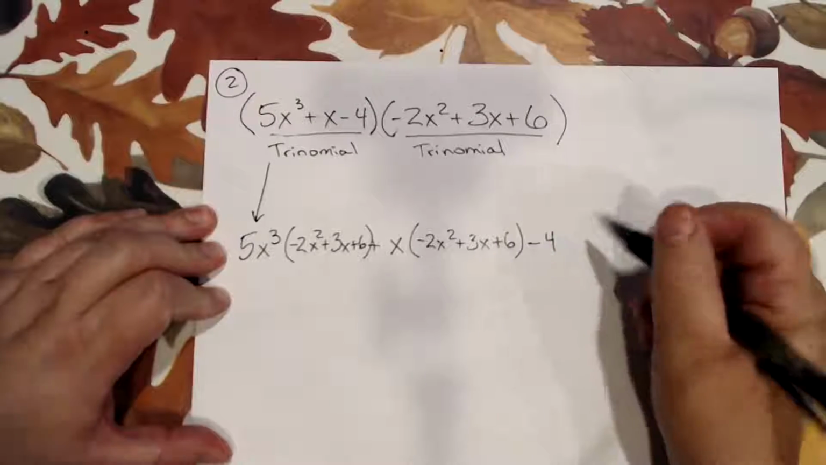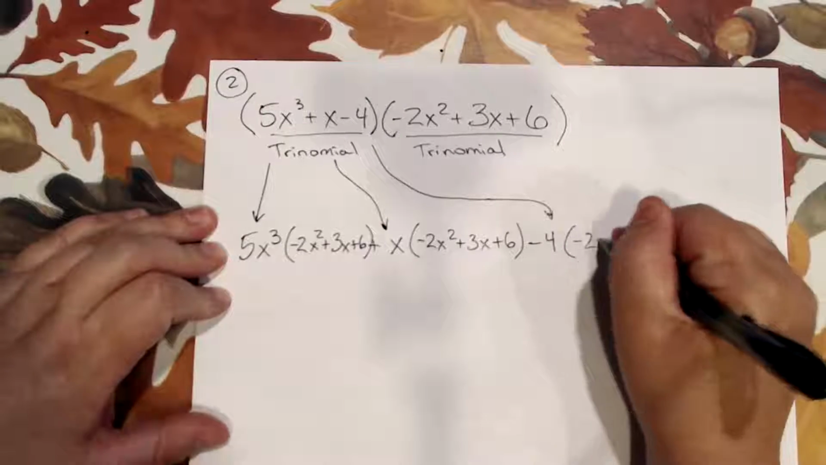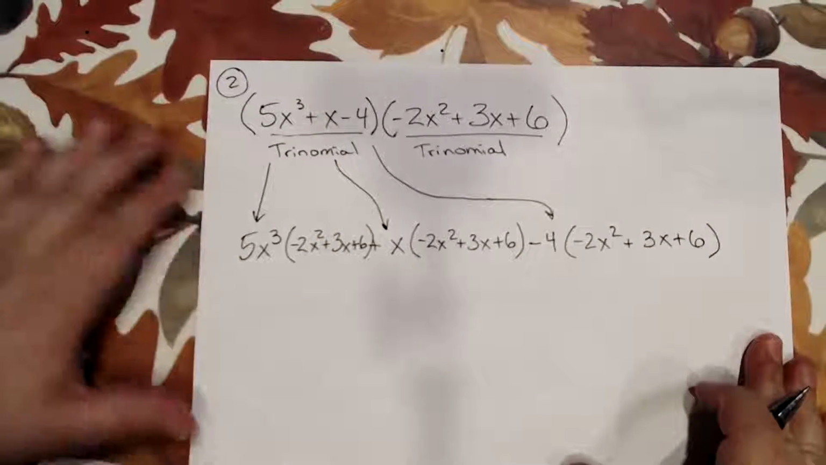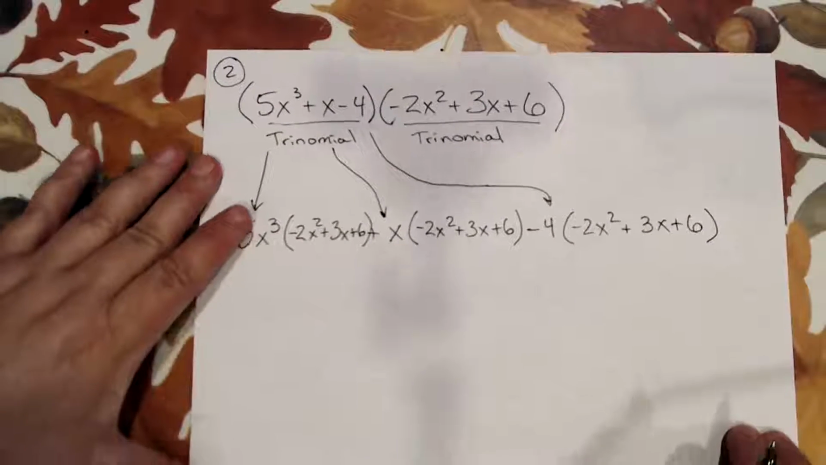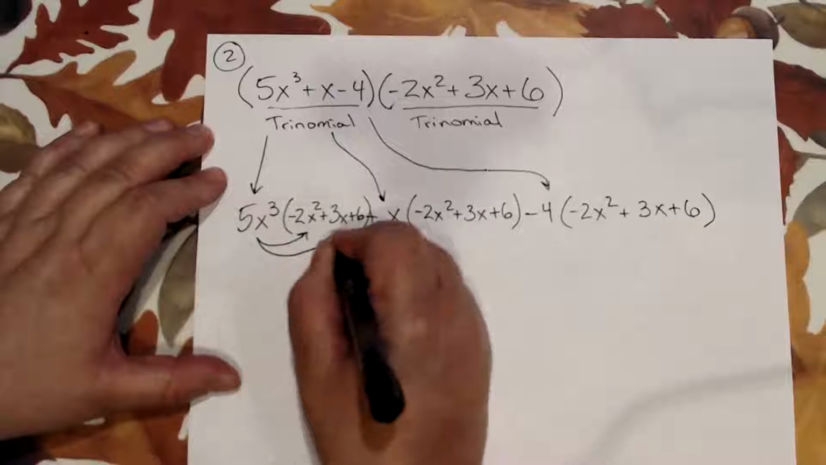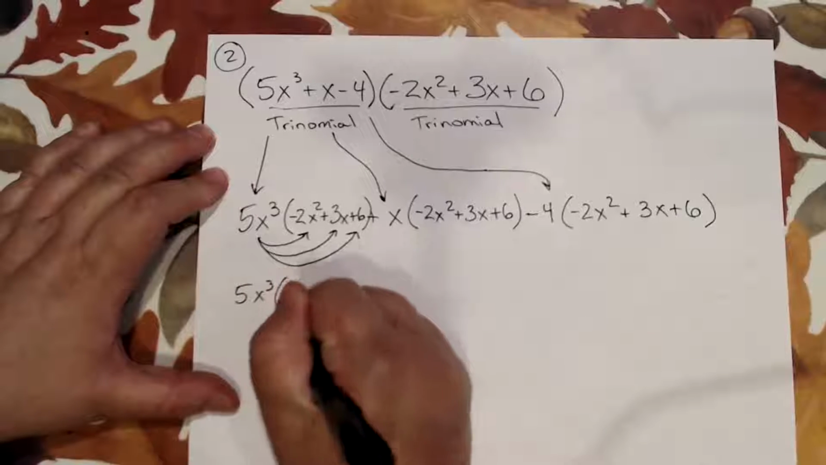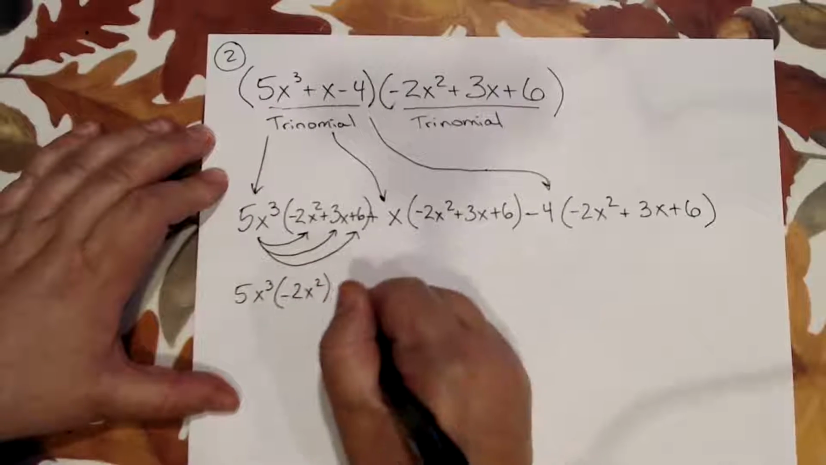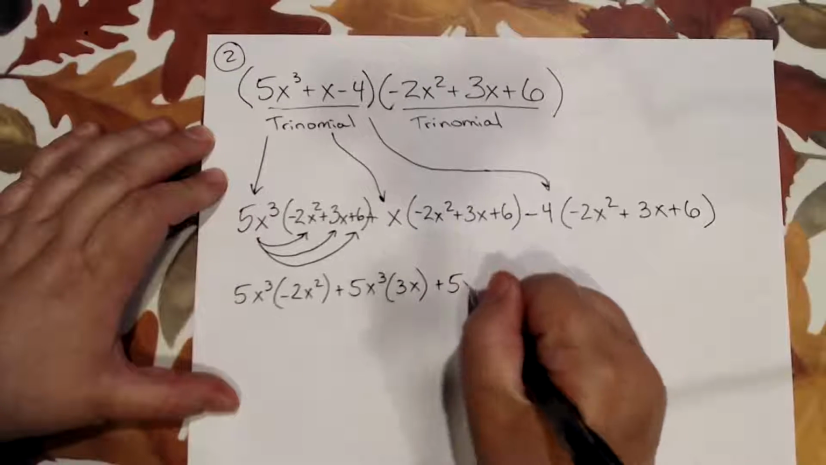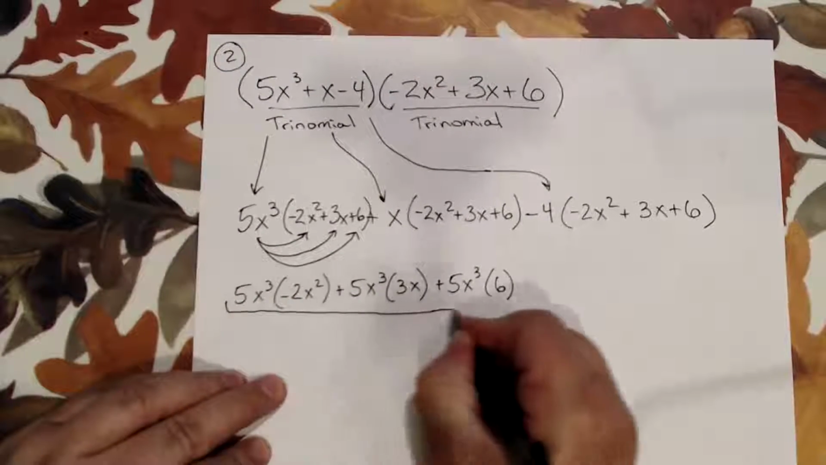I'm going to give each of these, the x and the -4, all of these get their own -2x squared plus 3x plus 6. So once we've got that, then I can go ahead and use regular old distributive property. In the first, I'm going to multiply through with 5x cubed 3 times. So that's 5x cubed times -2x squared plus 5x cubed times 3x plus 5x cubed times 6. And that's just the first piece.